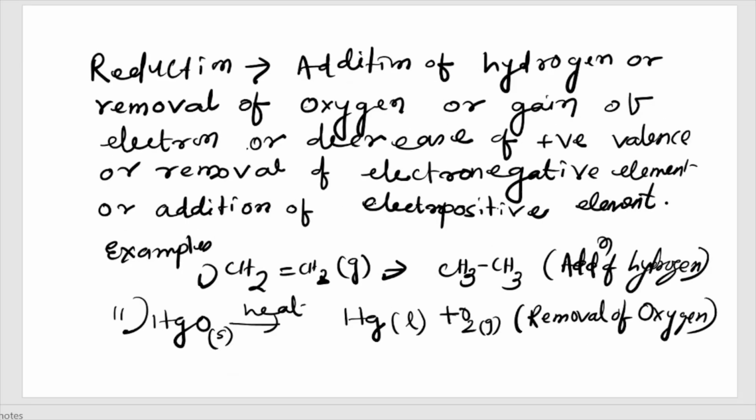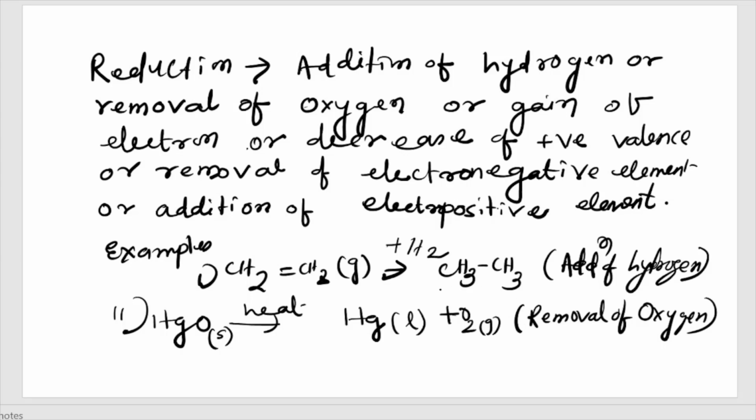So next come to reduction. What do you mean by reduction? There are so many definitions, in terms of electron, in terms of positive negative valency, in terms of electropositive negative element. So see here addition of hydrogen, removal of oxygen. CH2 double bond CH2 is called ethene. When ethene changes to CH3, now what happened? You add hydrogen here.